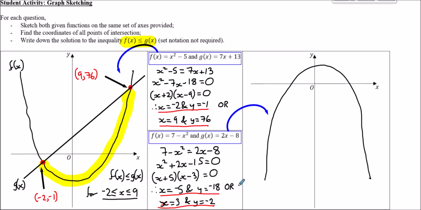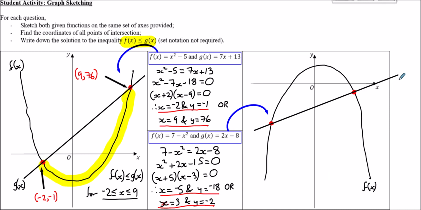Okay, so what we're going to have here is a point of intersection, minus 5 and minus 18, so maybe somewhere down here like so. And then where x is 3 and y is minus 2, that's going to be somewhere possibly like that. And do a straight line through. And just make sure it's going through these points I've labelled, just so it actually reads as it should. That will do. And so f of x is the parabola, so I'll label this f of x.